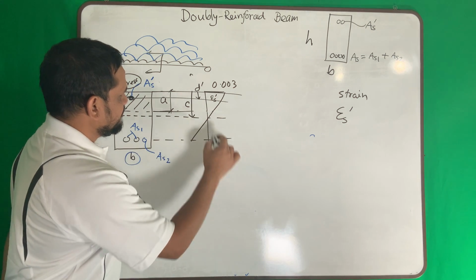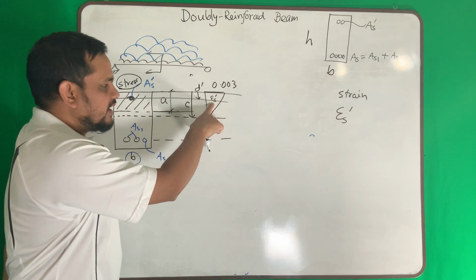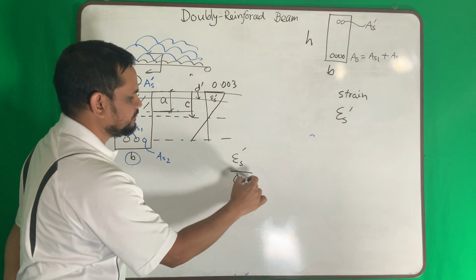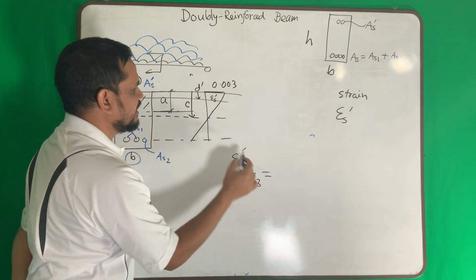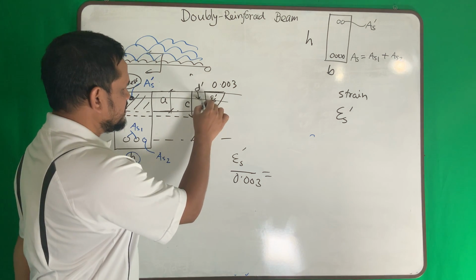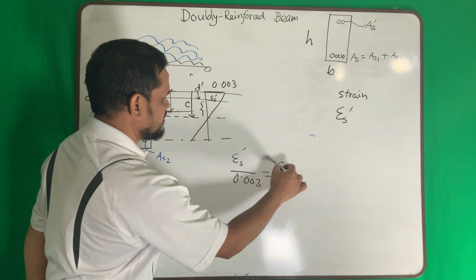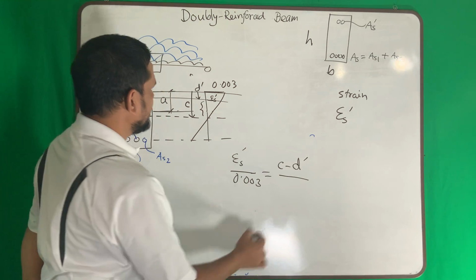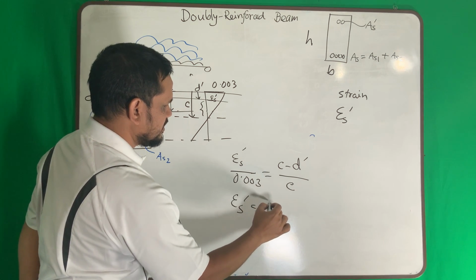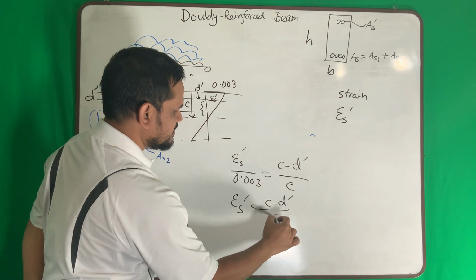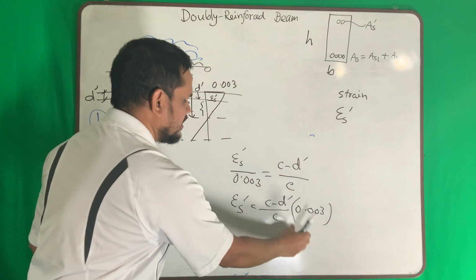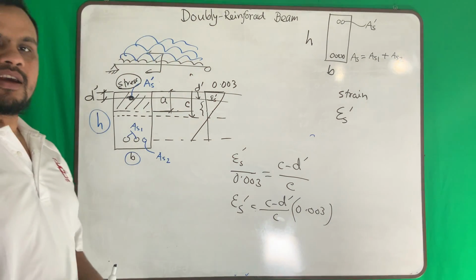So I am dividing epsilon S prime divided by 0.003 using similar angle triangles. So this divided by this equals this divided by the whole. So what is this portion? This portion is c minus d prime divided by the whole c. So epsilon S is (c minus d prime) by c times 0.003. So using this equation, you can find the strain in this steel.